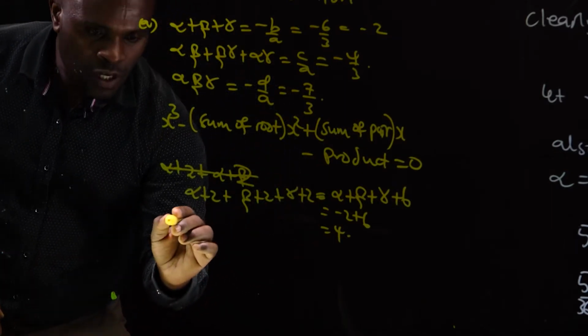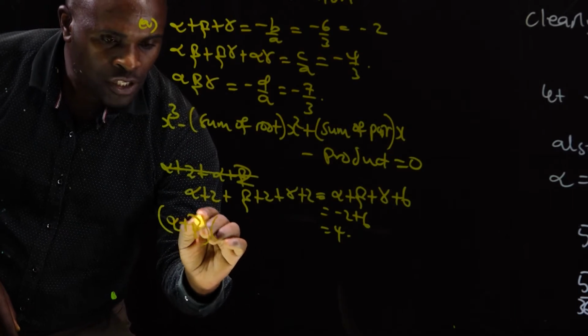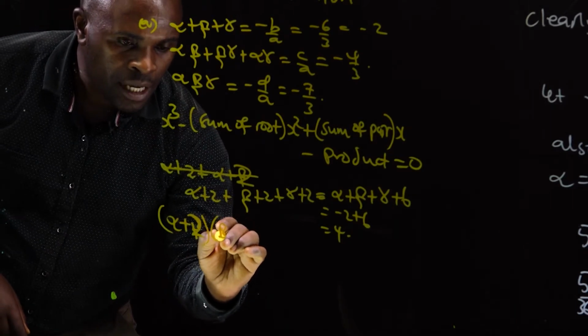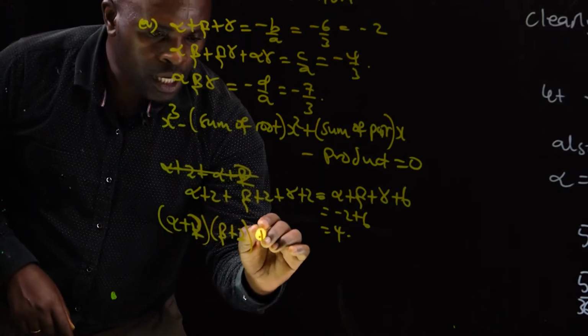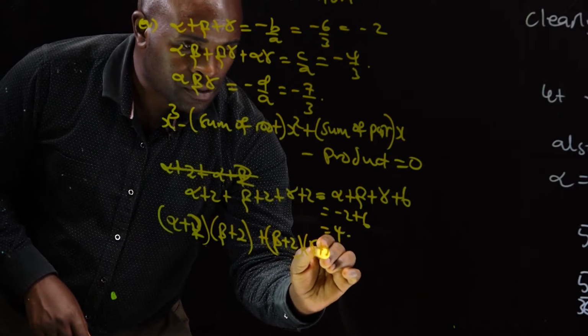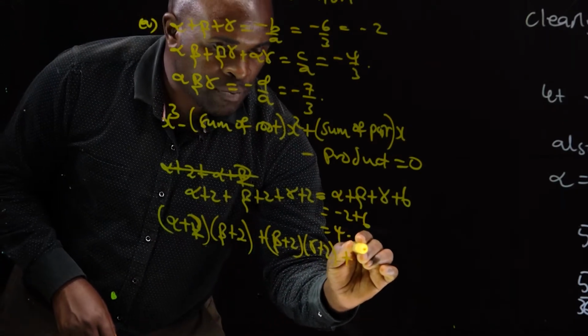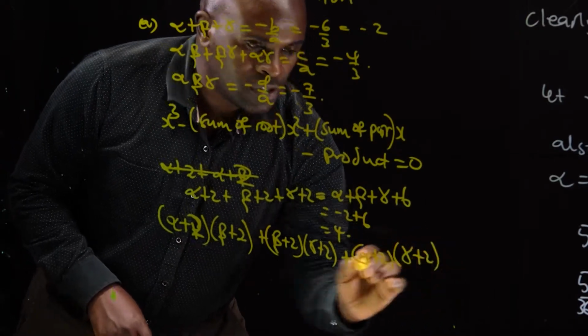Sum of pair means taking alpha plus 2 and beta plus 2. This is the first pair. The second pair is beta plus 2 and gamma plus 2. This is the second pair. The third pair is alpha plus 2 and gamma plus 2. This is the third pair.